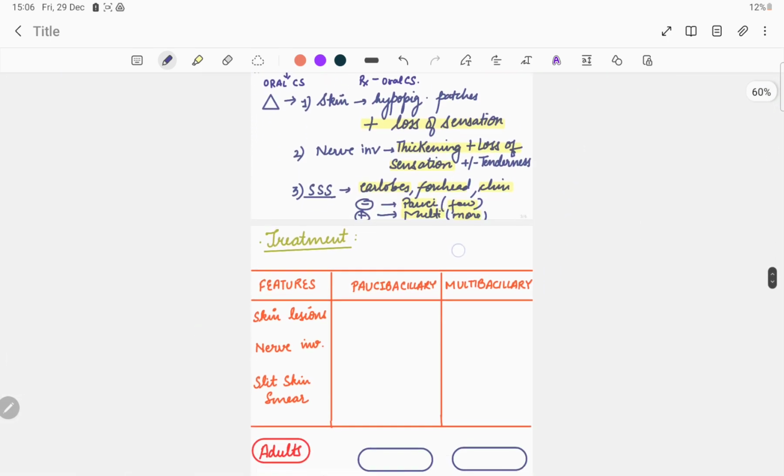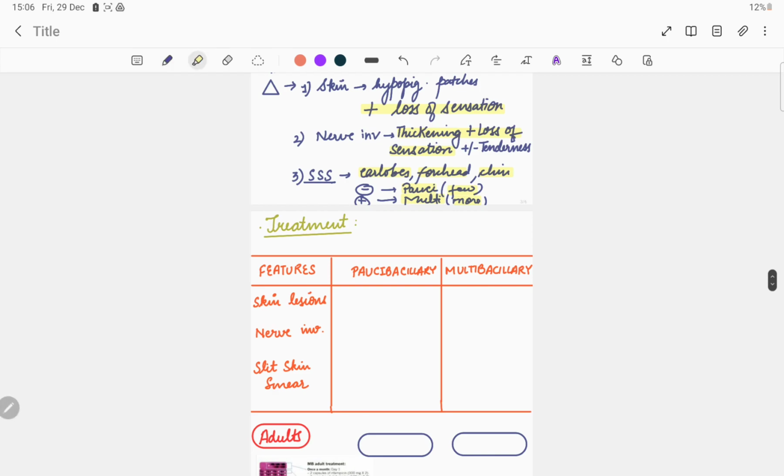Now we come to the diagnosis of leprosy. All three criteria have to be met to diagnose leprosy. What are these? The first is skin involvement, in the form of hypopigmented patches along with loss of sensation. That means the presence of loss of sensation is important. Secondly, nerve involvement, in the form of thickening plus loss of sensation, plus or minus tenderness. Tenderness might be present or might not be present; you can still make the diagnosis.